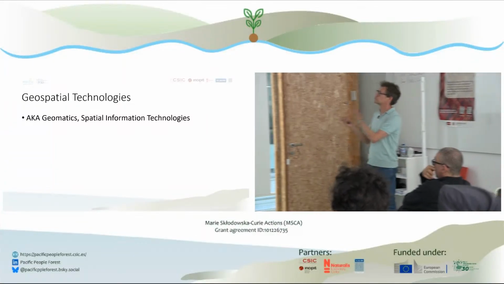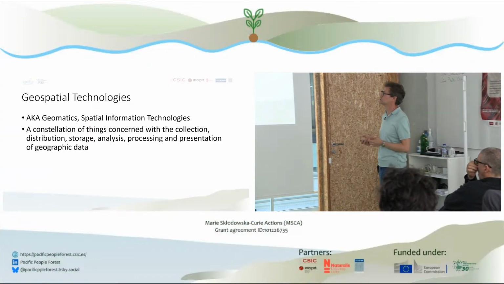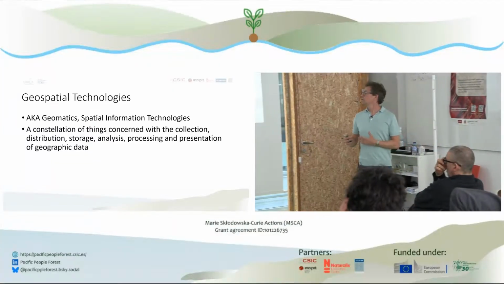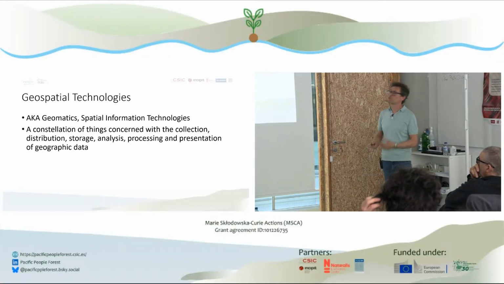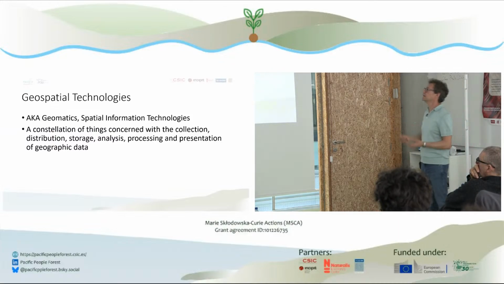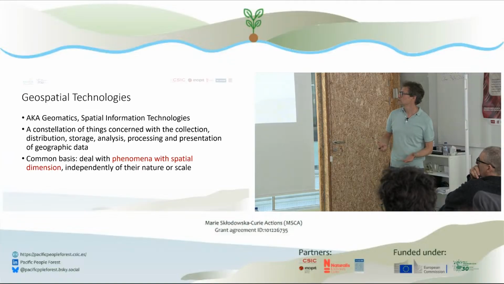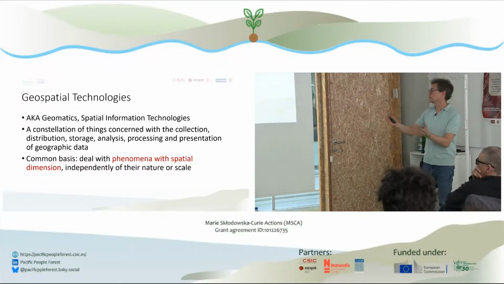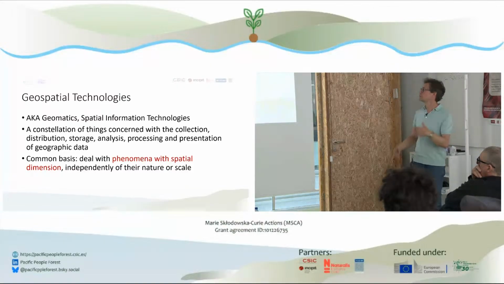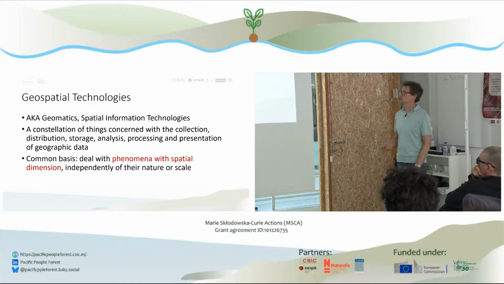Well, the spatial technologies, also called geomatics or spatial information technologies, can be defined as a constellation of things that all of them relate with the collection, distribution, storage, analysis, processing, and presentation of geographic data. I mean, the common point of this big field is that they all deal with geographic data, meaning data that relate to phenomena that can be located especially at some point in the globe. So anything that has a spatial dimension can be analyzed, documented, explored, and so on, using some of these geospatial technologies.